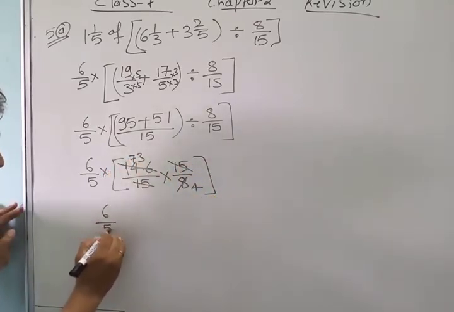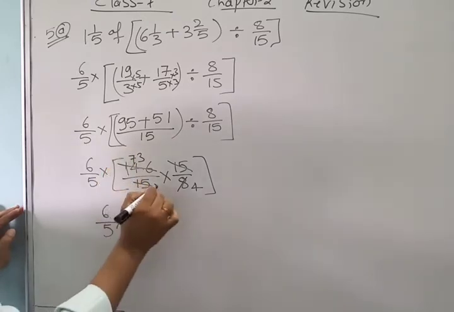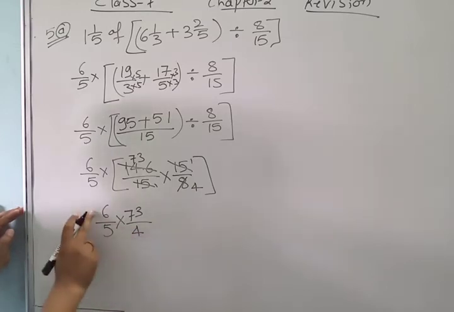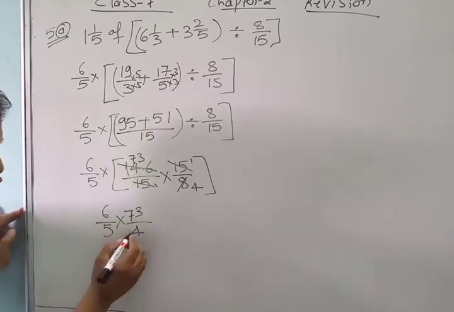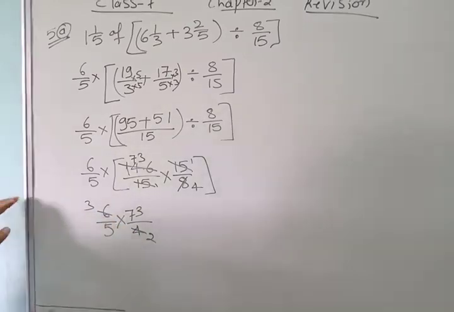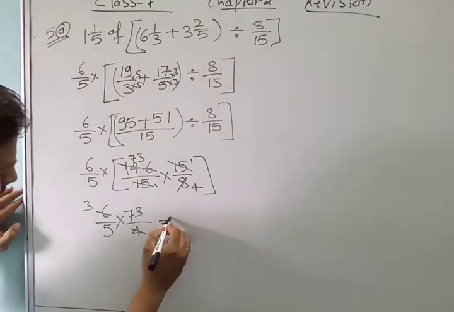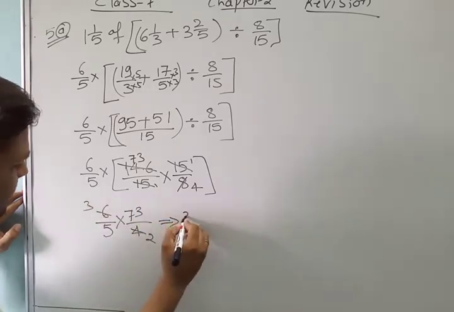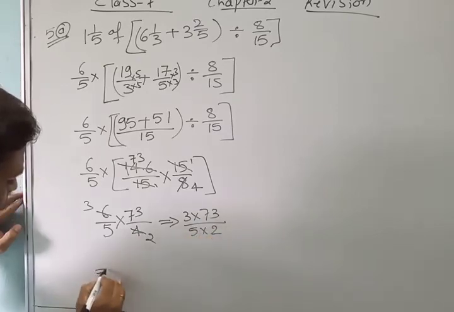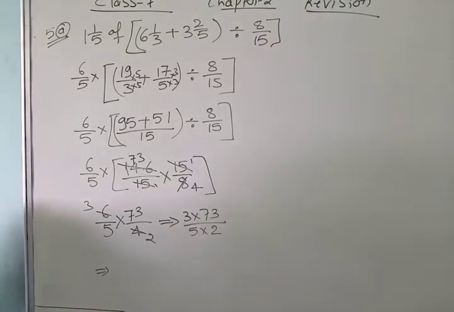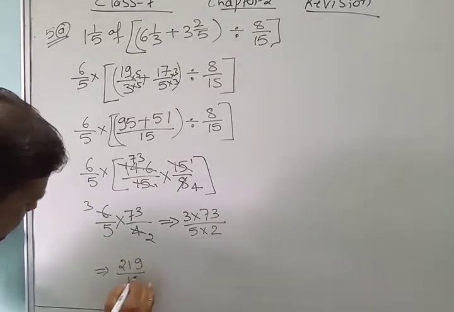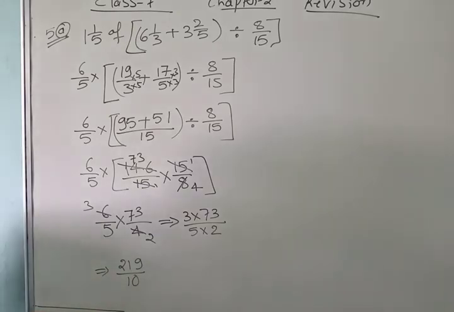In next step 6 by 5 multiply. Here is 1 only, that is 73 upon 4. Again both 6 and 4 are divisible by 2. So it is 2 2s are 4, 2 3s are 6. So in next step it is 3 into 73 upon 5 into 2. So 3 into 73 is 219 multiplied and 5 2s are 10. So 219 upon 10 is the answer.